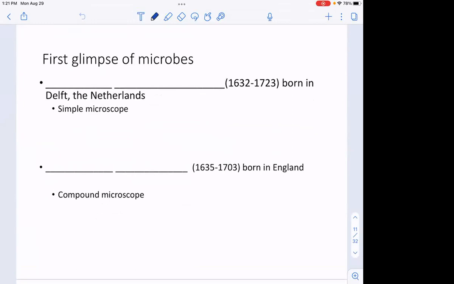But first, a glimpse of microbes. Anybody know the guy that we give credit to for developing the microscope? It's kind of a long, cumbersome name. Okay, Antony van Leeuwenhoek. And again, I'm going to just write that down. A lot of people in West Michigan have Dutch roots. So van Leeuwenhoek, he was a Dutch cloth merchant back in the 1600s.